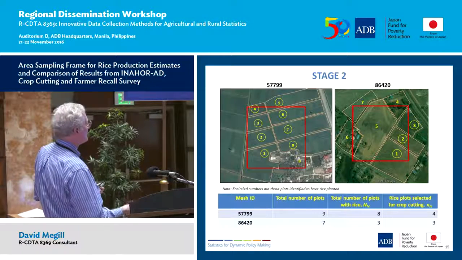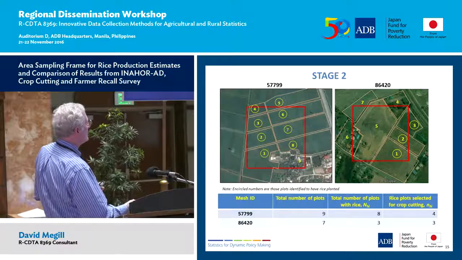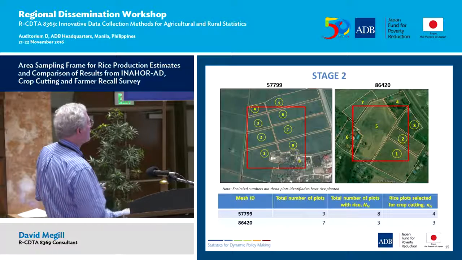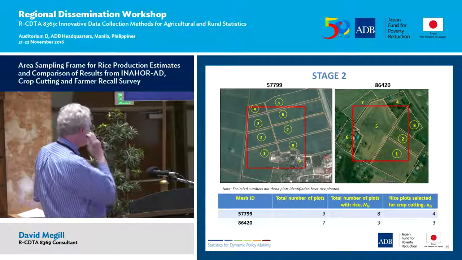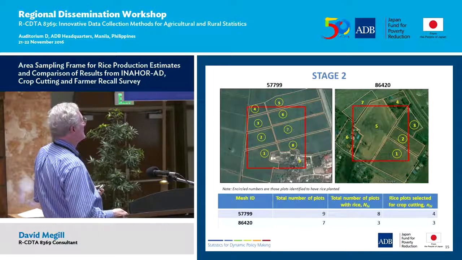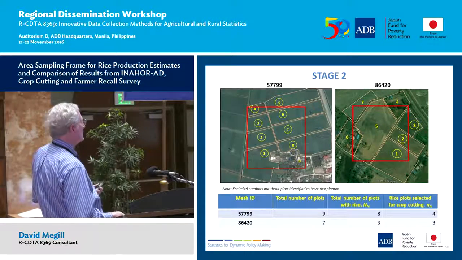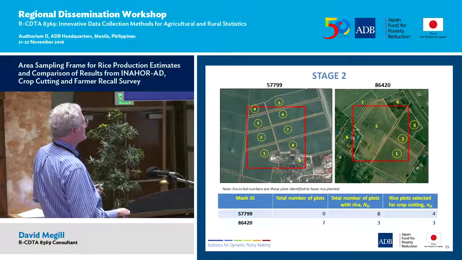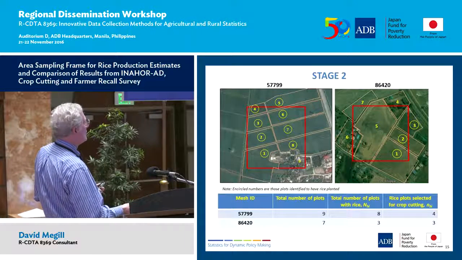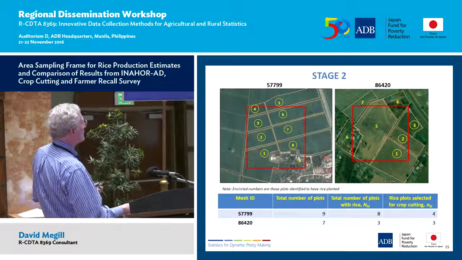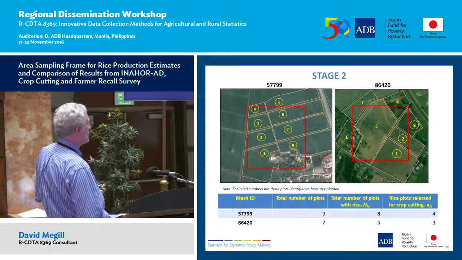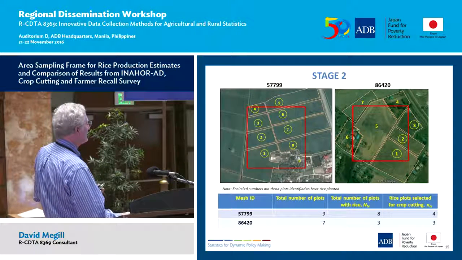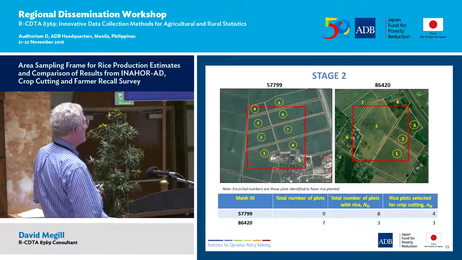Here's another example with the mesh. A total of 7 plots were identified that were partly in the mesh. And out of those, only 3 were found to have rice. So the ones that are circled were found to have rice. The others did not have any rice growing. So in this case, we selected 4 out of 8. In the other case, we selected all 3.